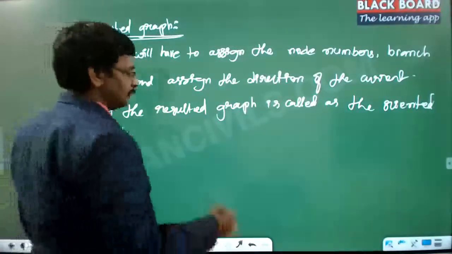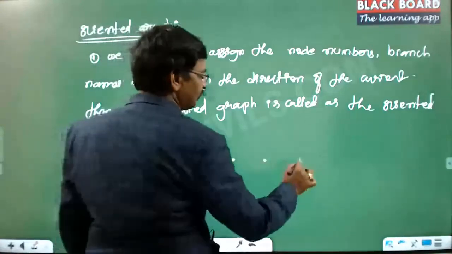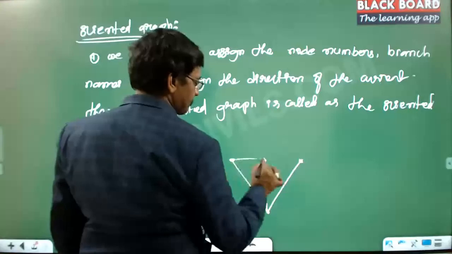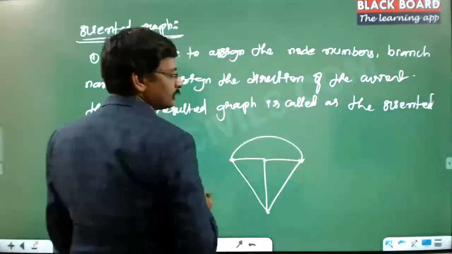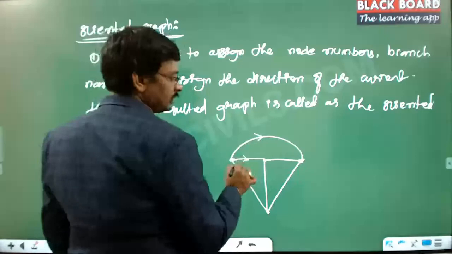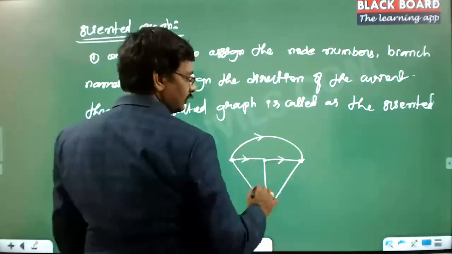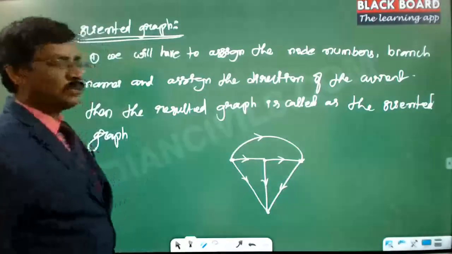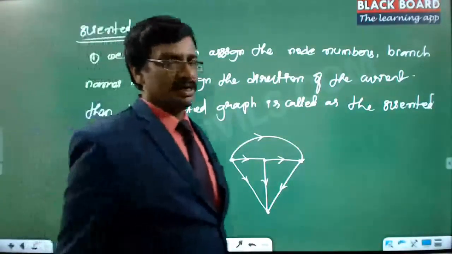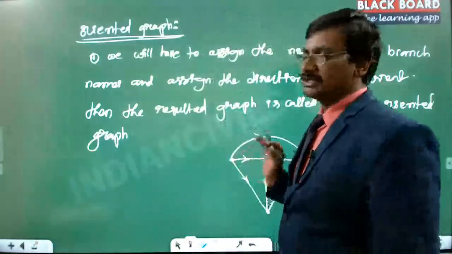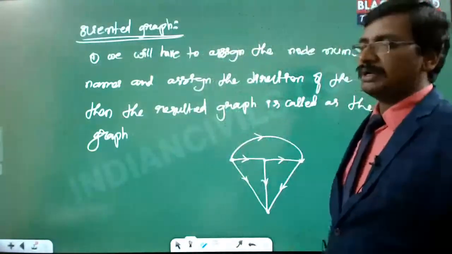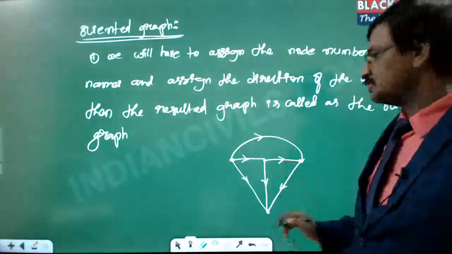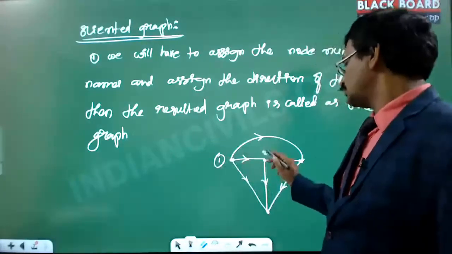Now in this case, suppose we take the same graph. Suppose there is a current flowing here, a current flowing here, and a current flowing here, and there are currents coming in this particular case. Now this is the oriented graph. It doesn't matter whatever directions you give, as long as the directions are assigned, this is called an oriented graph. And along with giving the directions, you will have to notice the nodes also.